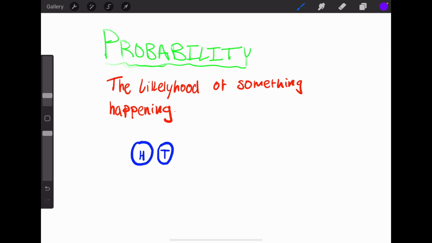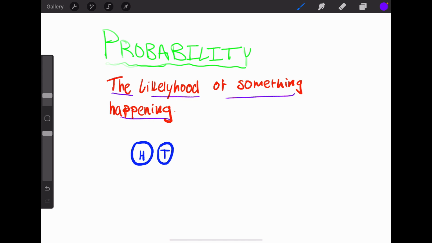So, let's start off with the classic question: what is probability? The definition of probability is the likelihood of something happening. It's pretty straightforward. The probability of an event is a value of how likely something is to happen.